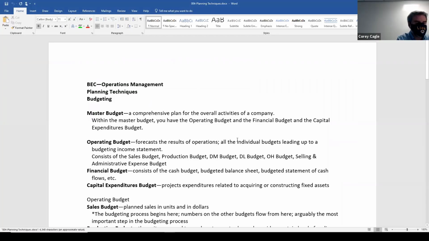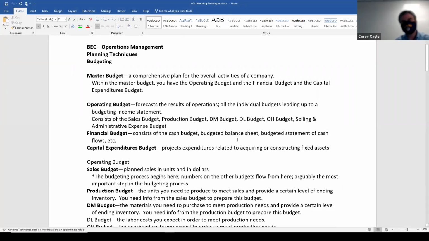All right, good old budgeting. You've seen it in principles too. You've seen it in cost.